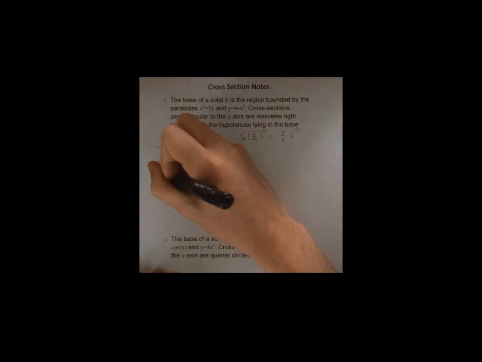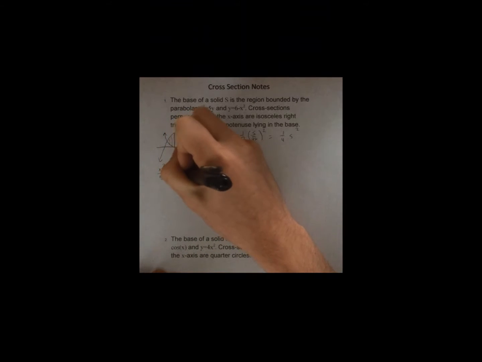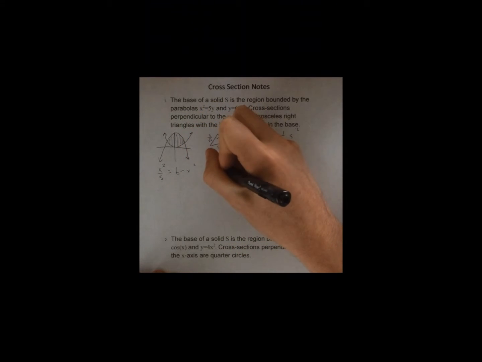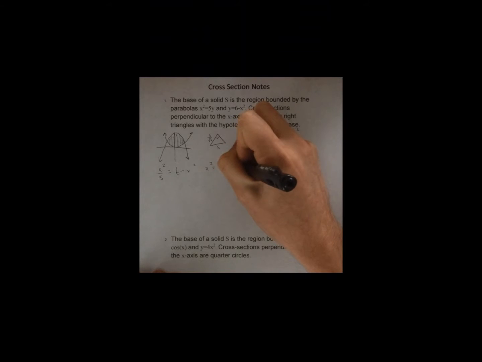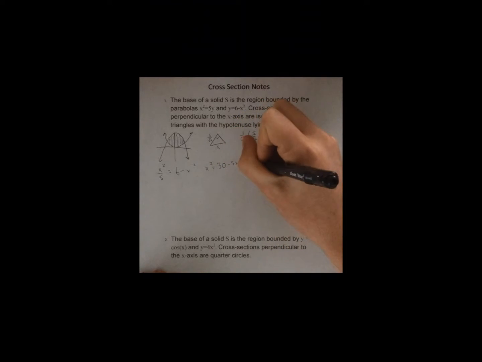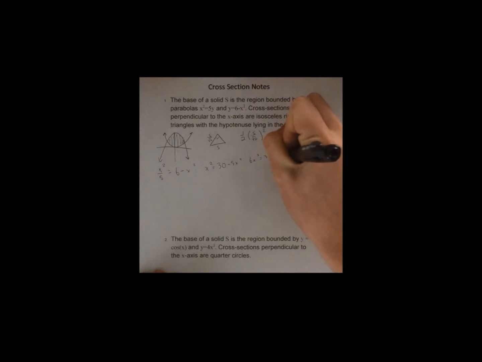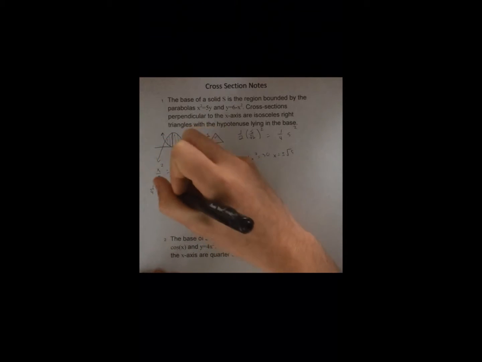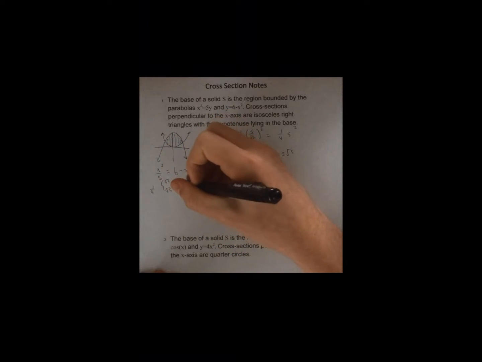Now, to find the x interval, we set the equations equal to each other, so we get x squared over 5 equals 6 minus x squared. X squared equals 30 minus 5x squared. 6x squared equals 30, and then we get x equals plus or minus root 5. So this would be our interval: negative root 5 to root 5.